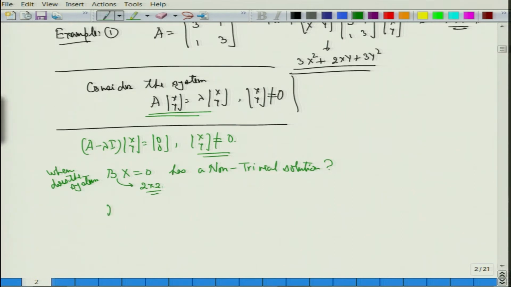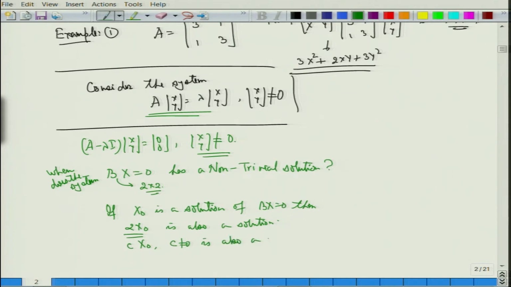So if x₀ is a solution of Bx = 0, then 2x₀ is also a solution. Forget about 2x₀, any c times x₀, c not equal to 0, is also a solution, all right. So we have got infinitely many solutions. So one non-trivial solution implies infinitely many solutions.